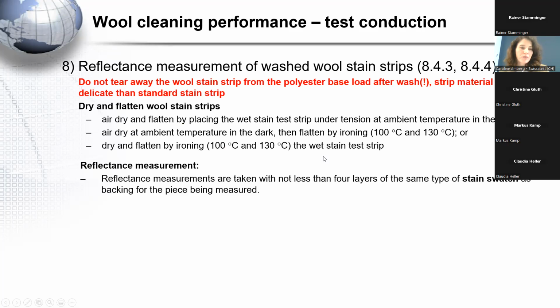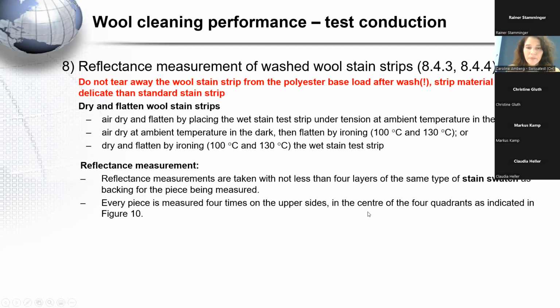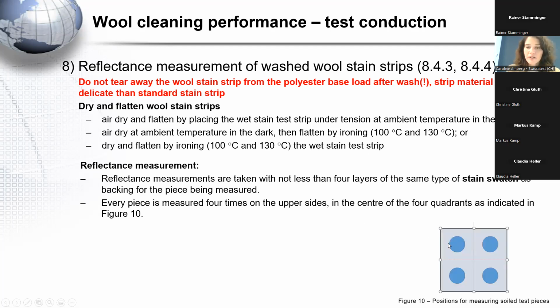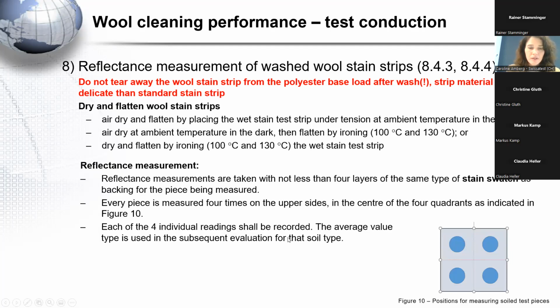And the reflectance measurement of the washed stain strips is done the same way as I have shown you before with the unwashed. You have these layers, so you have to put several strips on top of each other, and then you measure it in the spectrophotometer. Again, it's measured on the upper side, so 4 measuring points, and these 4 individual readings.